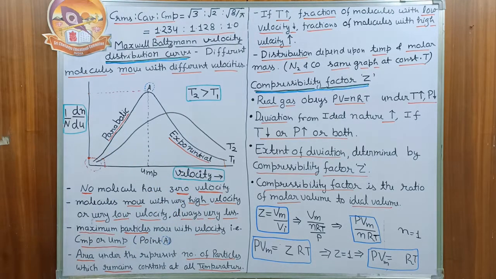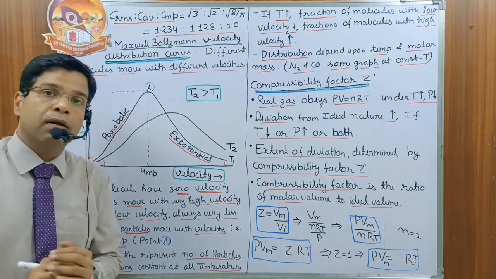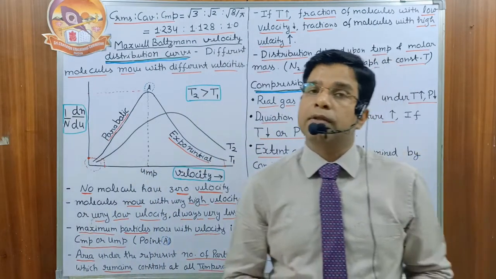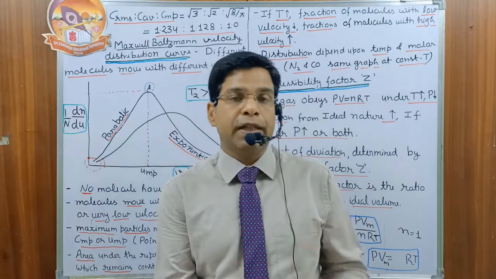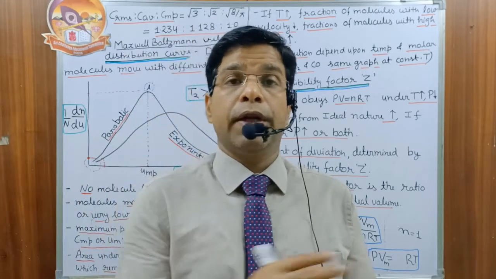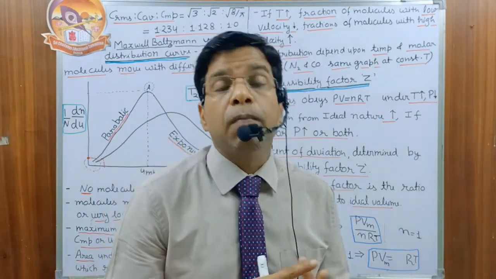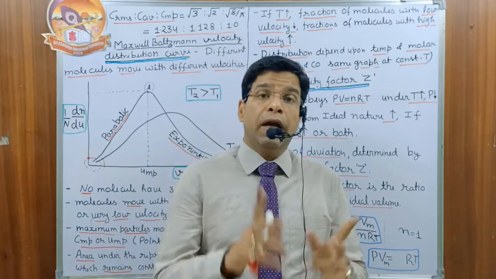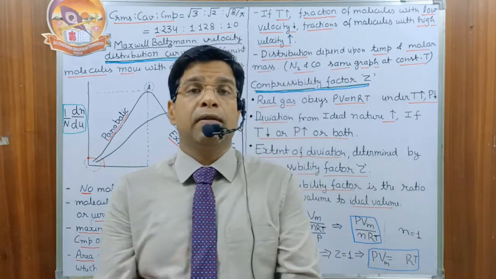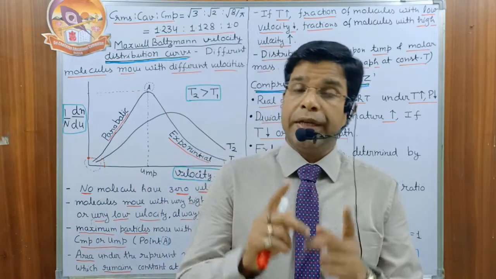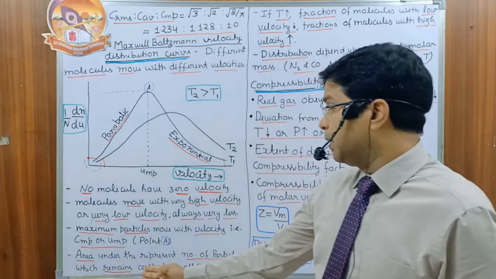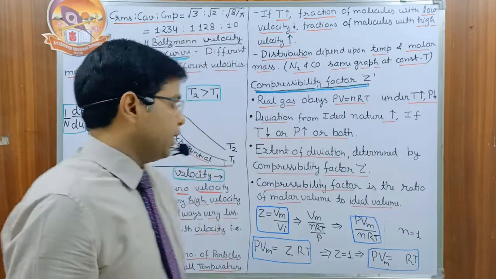Then the area under the curve. Area under the curve always represents the number of particles. If we increase or decrease the temperature, the number of particles neither increases nor decreases. So the number of particles remains constant with temperature, and area represents the number of particles. If the number of particles does not change, then the area under the curve also does not change, because area under the curve represents the number of particles.